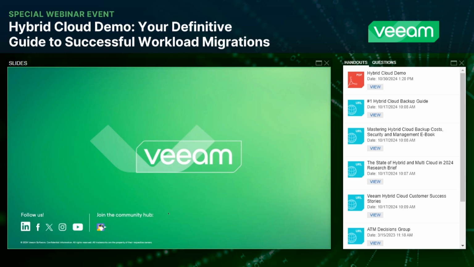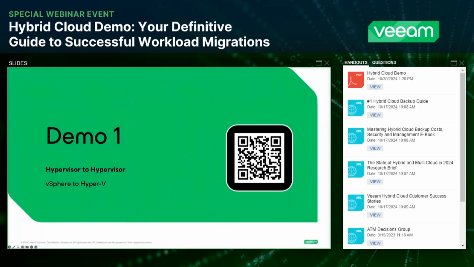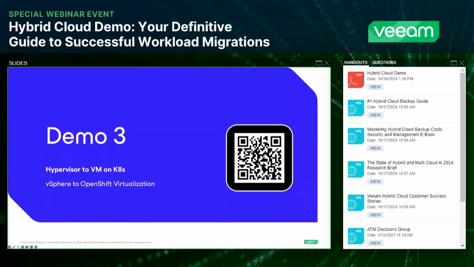If you didn't manage to catch those QR codes, whether it is for the Gartner Magic Quadrant, I'll quickly flash that up on screen here. If you want to have a play around with those cool interactive demos, please do let us know your thoughts in the chat. But here's the one to show you from hypervisor to hypervisor. Here's the one from hypervisor to cloud. And here's the one from hypervisor to a virtual machine on Kubernetes. Again, these will be included. Please let us know your thoughts on these. We want to create them for pretty much every scenario possible. I think it will be an invaluable tool for you guys. I hope you feel the same.